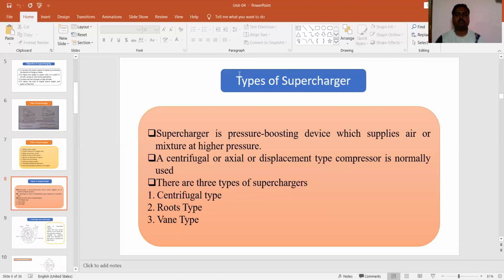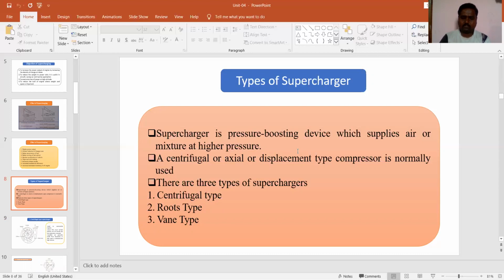Next point is types of supercharger. Generally, a supercharger is a pressure boosting device. Pressure boosting device means it supplies high density or high pressure air or air-fuel mixture to the engine cylinder. It boosts the pressure, that is, it increases the pressure of the charge. It may be air or it may be air-fuel mixture. Generally a centrifugal, axial or displacement type of compressor is normally used for the supercharger.